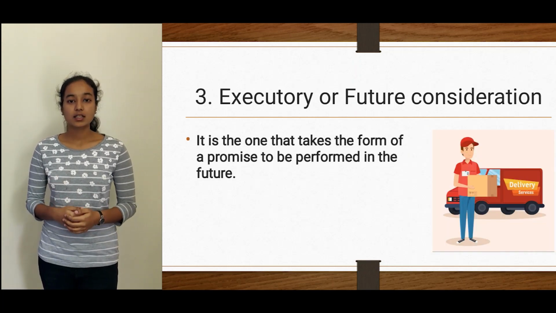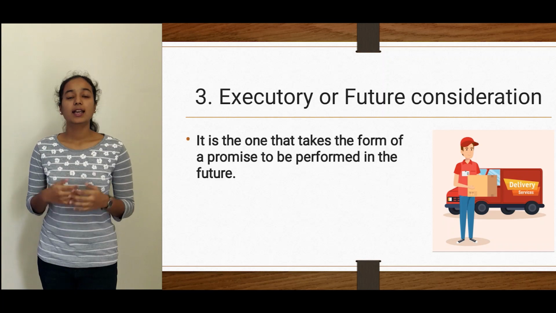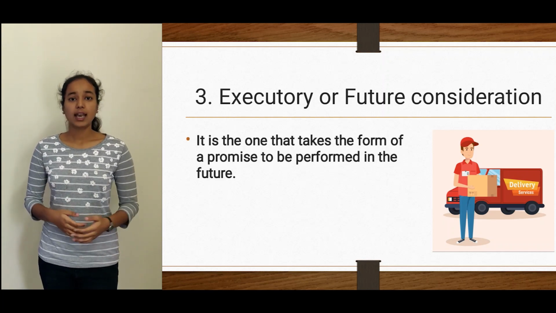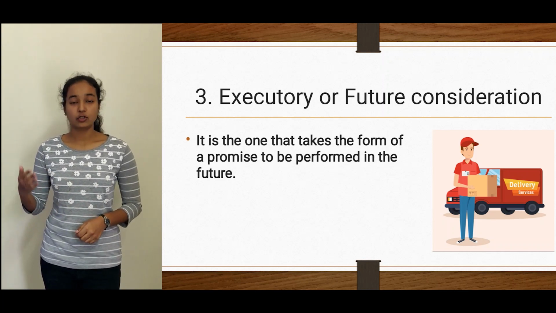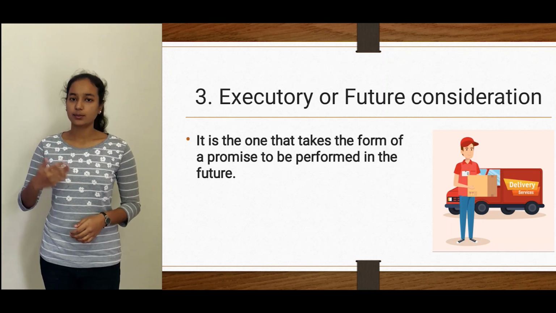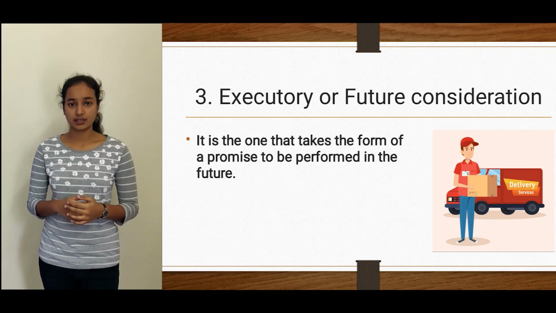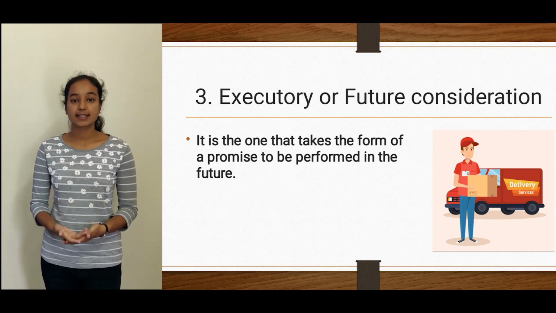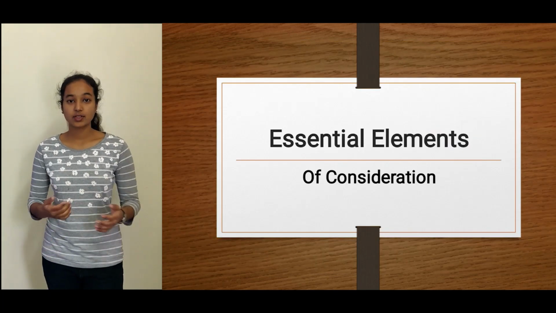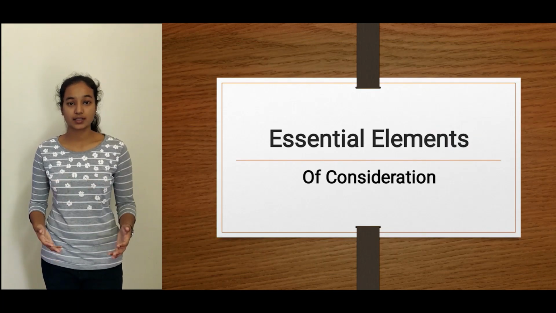Now let us look at the third example. In this example, there is a man and he promises to pay the amount to B if B delivers a book to him. Here the consideration is future or executory. Now let us look at the essential elements of a consideration.